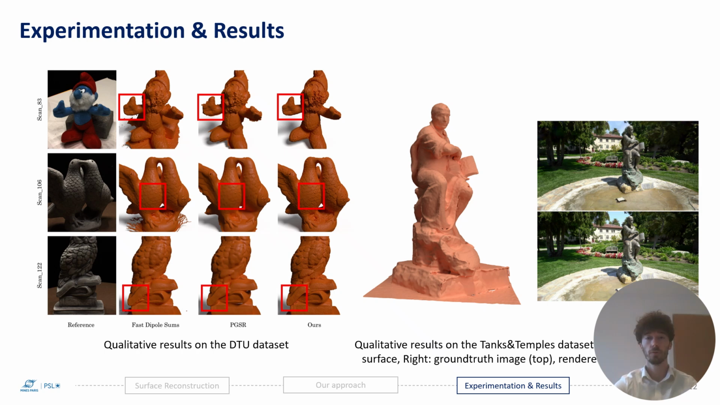Here we show qualitative reconstruction results on the DTU and Tanks and Temples datasets. On the left, we compare our method with recent approaches on several DTU scenes. The highlighted regions show that our reconstruction preserves finer geometric details and produces cleaner surfaces in challenging areas. On the right, we present the results on the Tanks and Temples dataset. The reconstructed surface is shown on the left, while the corresponding rendered image is compared with the ground truth views on the right. Overall, these results illustrate that our method can recover coherent geometry and high quality rendering across different types of scenes.